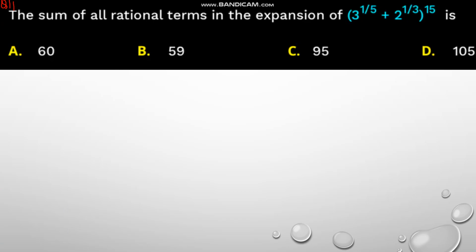Now, see, this question will get simpler if we just apply a simple logic at the beginning only. Then it will be easy, or else it will get very complex. We have to just think about which terms will be rational and which rest of the terms will be irrational. Pause the video and try the question. I'm moving on to the solution.